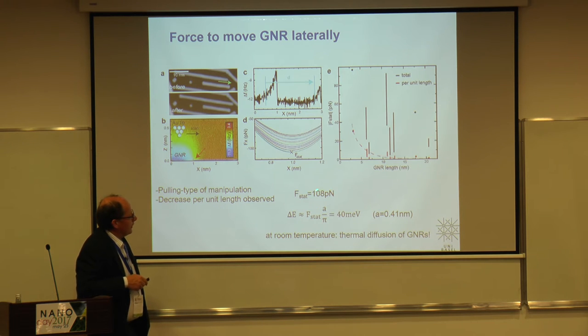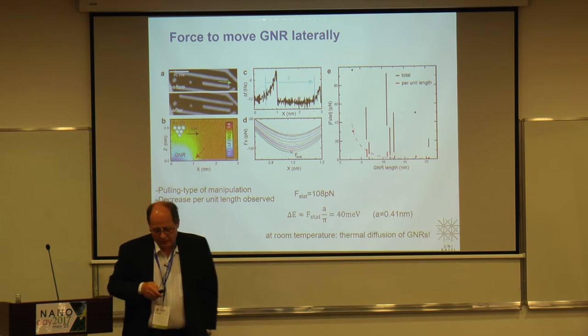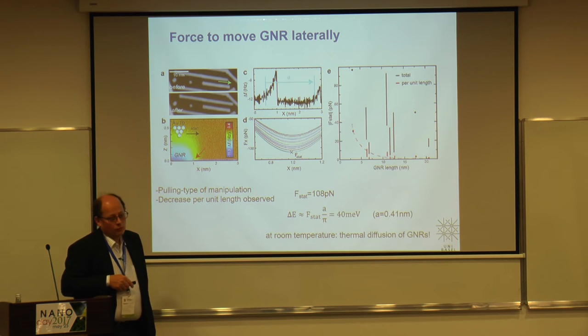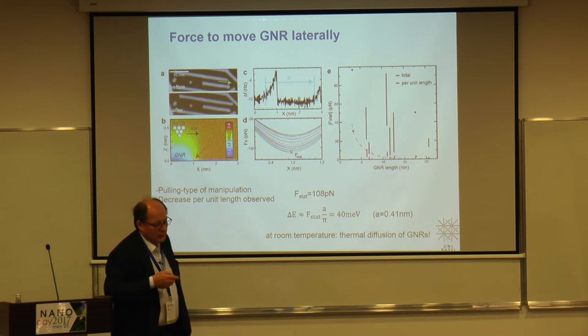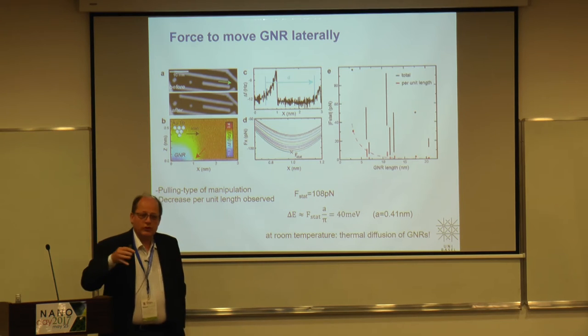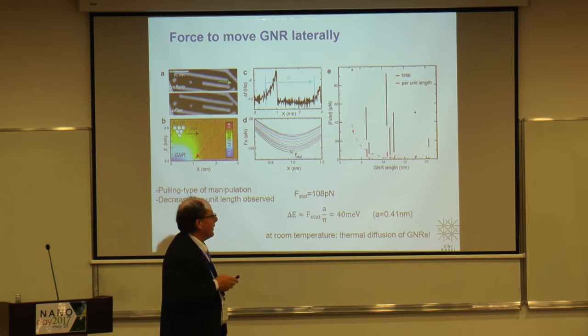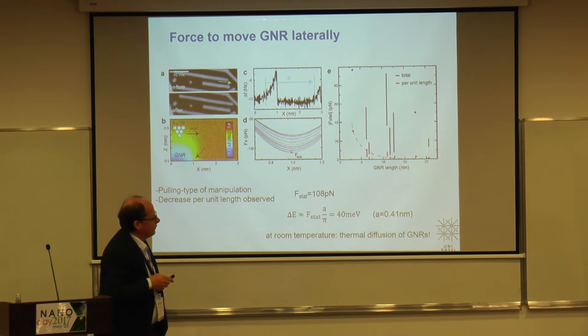Also, if you take one of the large values of 100 piconewton, you can derive sort of an effective energy barrier. This gives then around 40 millielectron volt, and that means at room temperature this thing would already move. So it's really very low barriers and also small forces.